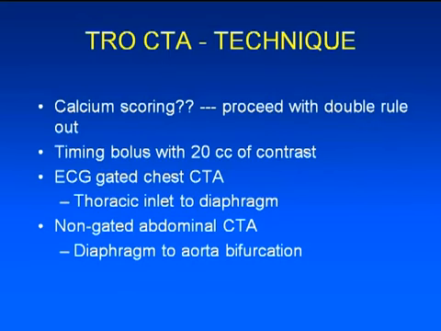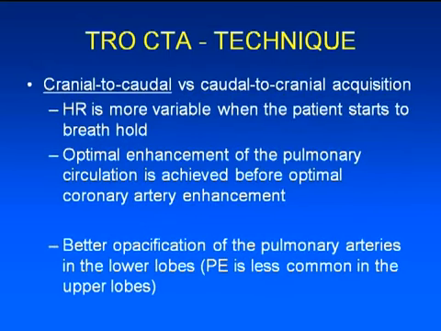The other debate that exists in the literature is whether you should do an acquisition that is cranial to caudal versus caudal to cranial. People who favor cranial to caudal do so because the heart rate is more variable. The first moment you take your breath in, the heart rate is a little unstable and then stabilizes. So if you're acquiring from the thoracic inlet down, by the time you reach the heart, your heart rate will be more stable and you get better ECG gating.